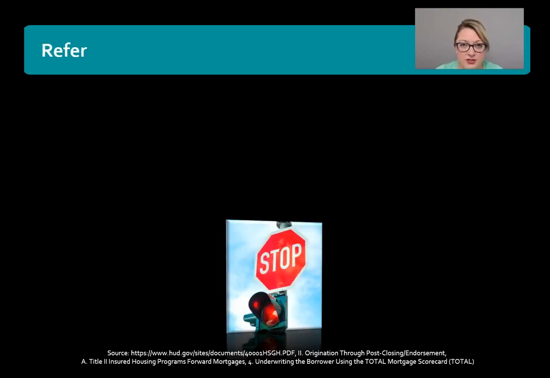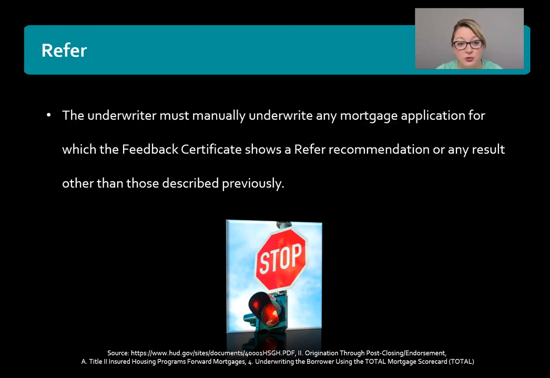The third type of response that you can receive is a refer. So when you get a refer, that means that there's something within the loan that is not meeting the automatic or total scorecard approval. So therefore, the loan must be manually underwritten. And for any part of the feedback that shows a refer recommendation or any other result that is not one of the other two that we just spoke about. So in this case, if you have a refer, definitely check your input, check your data, make sure something's not incorrect or put in there incorrectly. But if that is a valid response, then the loan will need to be manually underwritten.